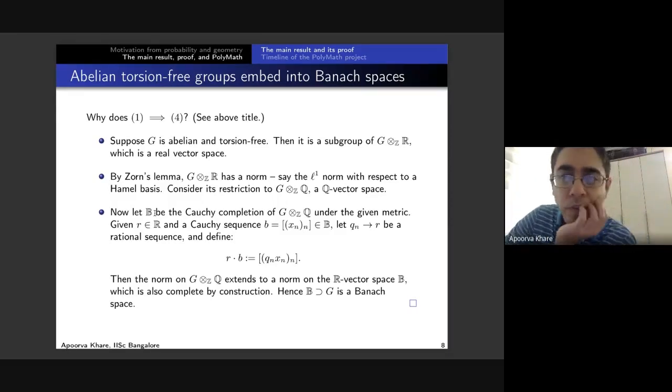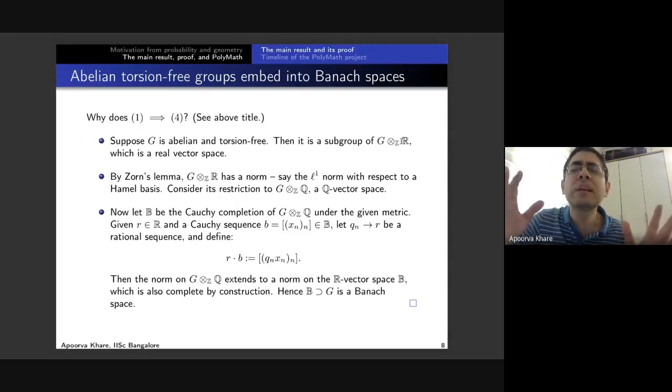So the key is the following. Why do I have to do all this? Why do I first take the tensor over R, then restrict to the tensor over Q, then complete? Because, for example, if G is supposed to be the integers, then that is fine. You get the real numbers, you get the rational numbers, and when you Cauchy complete the rational numbers, we all know you get the real numbers. That is great. But suppose G itself is the real numbers, then R tensor R over here is an enormous vector space.